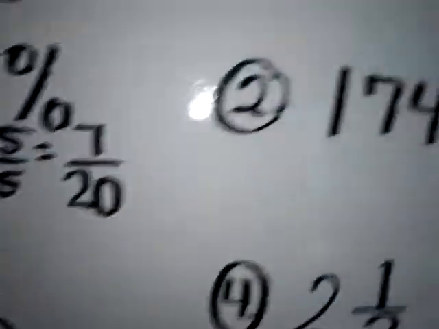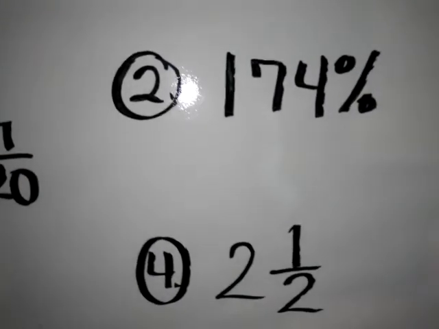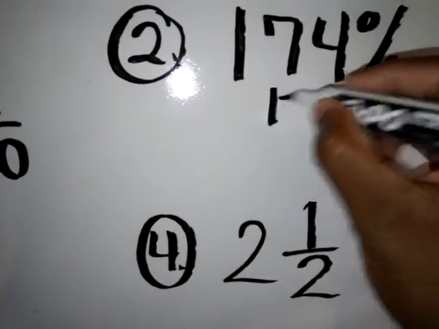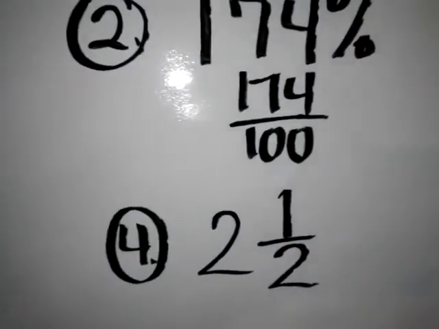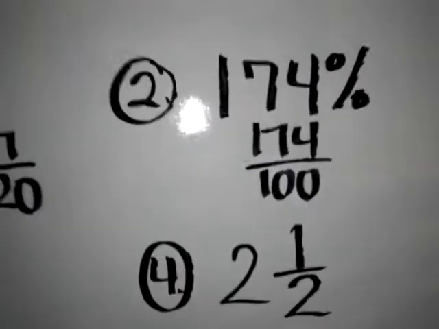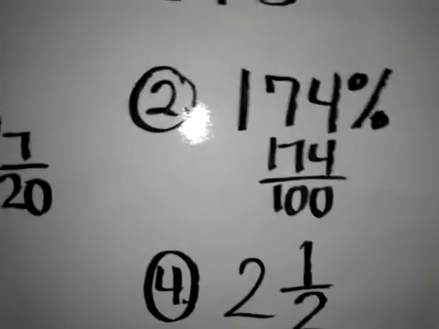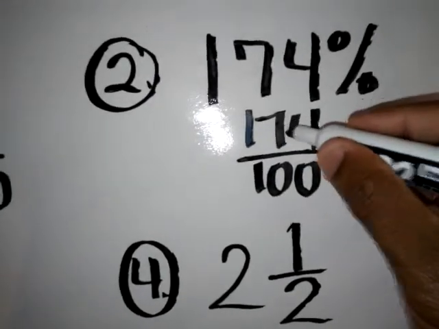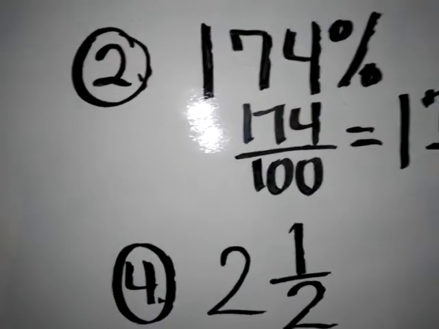All right, here's another problem. 174%. How do we transform this again into a fraction? Well, we're going to write it as, again, 174 over 100. And now you may be thinking, well, I'm going to have a mixed number here. That is absolutely correct. So let's go ahead and write this as a mixed number. Simplifying. Well, we know 100 goes into 174 one time. Remainder of 74 over 100.